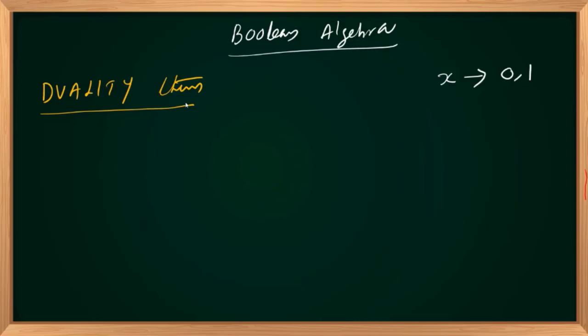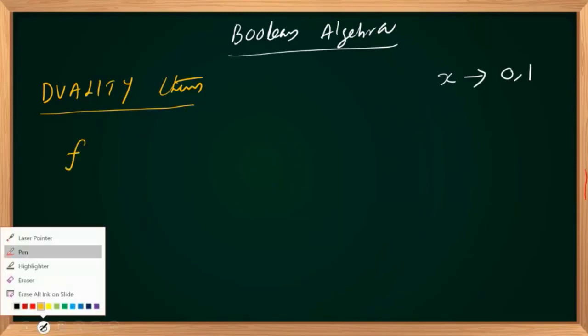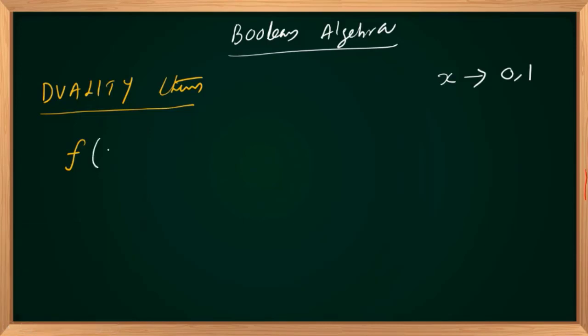So let us see what is a duality theorem and how to identify the dual of a given function, given expression, given variable, given constants. Right. In binary, we are having two constants, 0 or a 1. Okay. So suppose we have a function, binary function f. Right. Its arguments are binary variables, that is x, y, z, etc. Okay. N number of variables.